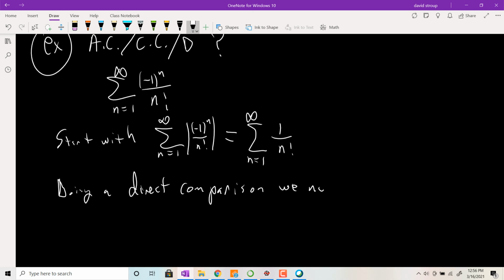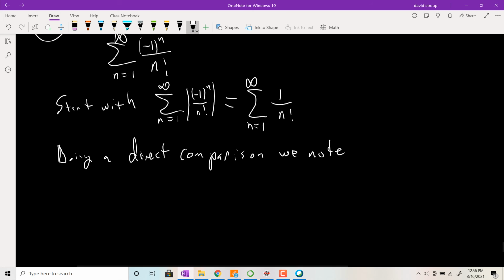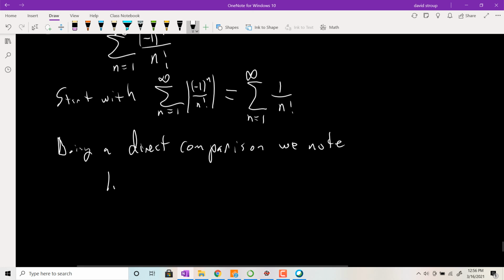We note, and remember for direct comparisons, I want you to do 3 things. First, make your inequality. So first off, 1 over n factorial will be less than 1 over 2 to the n, because n factorial explodes. It'll be so big that 2 to the n will never catch up to it. I went over that in the direct comparison test section, if you need to go back and look.